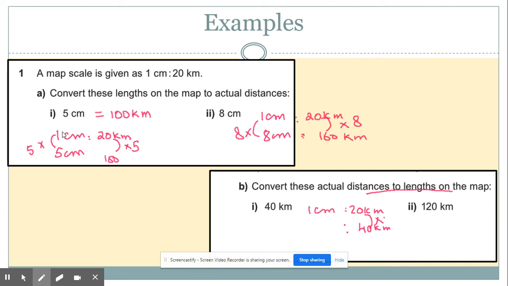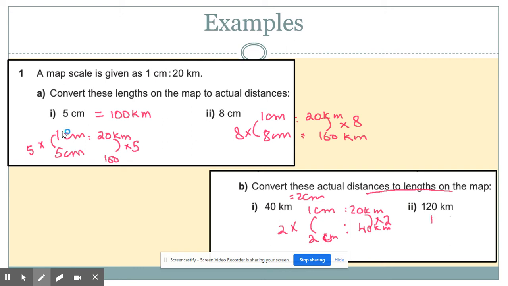20 times 2 gives you 40 kilometers. That's what you need to find. It will be 2 centimeters, sorry, 2 centimeters. 40 kilometers is equal to 2 centimeters.